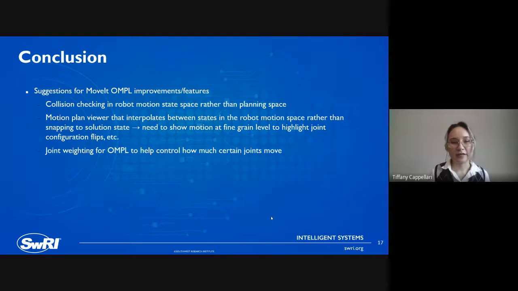And also, if we were able to weight the joints for OMPL differently, we'd be able to tell it which joints we want to be able to move more or less, so that we could further optimize our trajectory and have the robot move as little as possible.